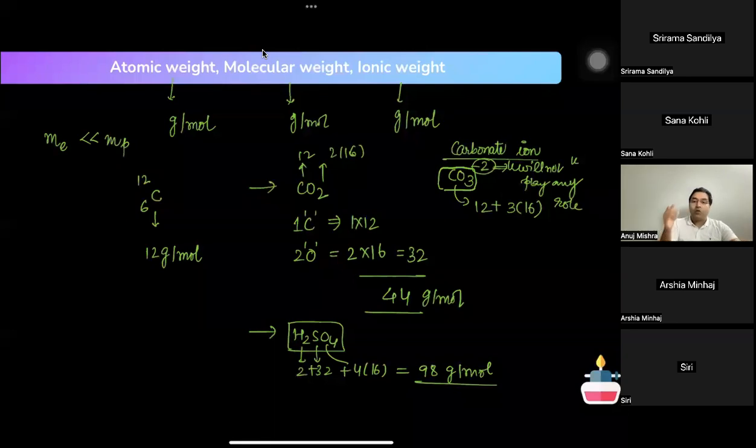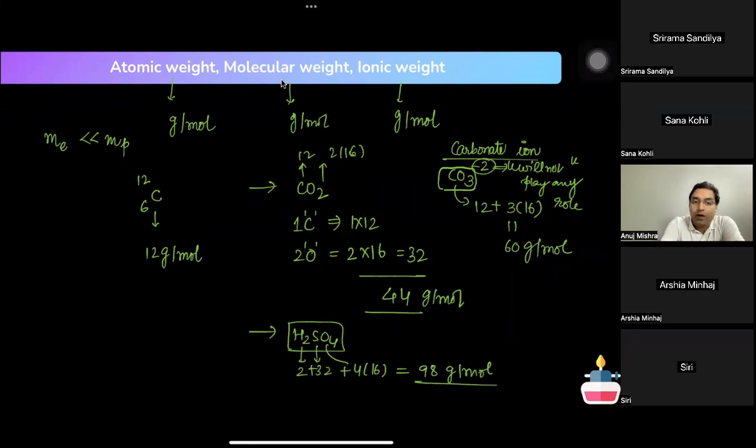Is it clear? So what's the weight for this ion? Simply it is 16 into 3, 48 plus 12, 60. You can say 60 gram per mole. Done, as if you have not looked at -2. Is it clear? Is this question clear, everyone? Please type 1 in chat box.